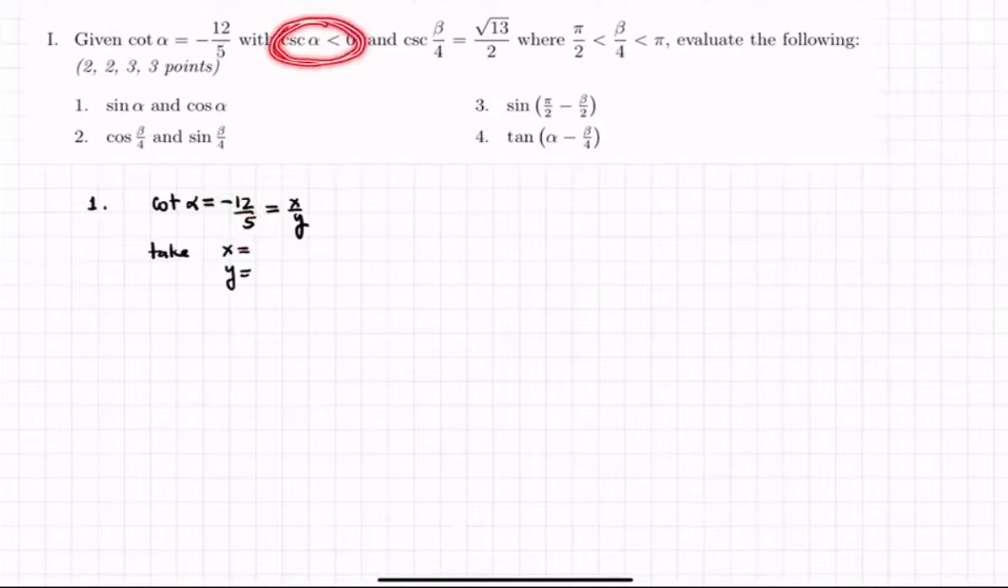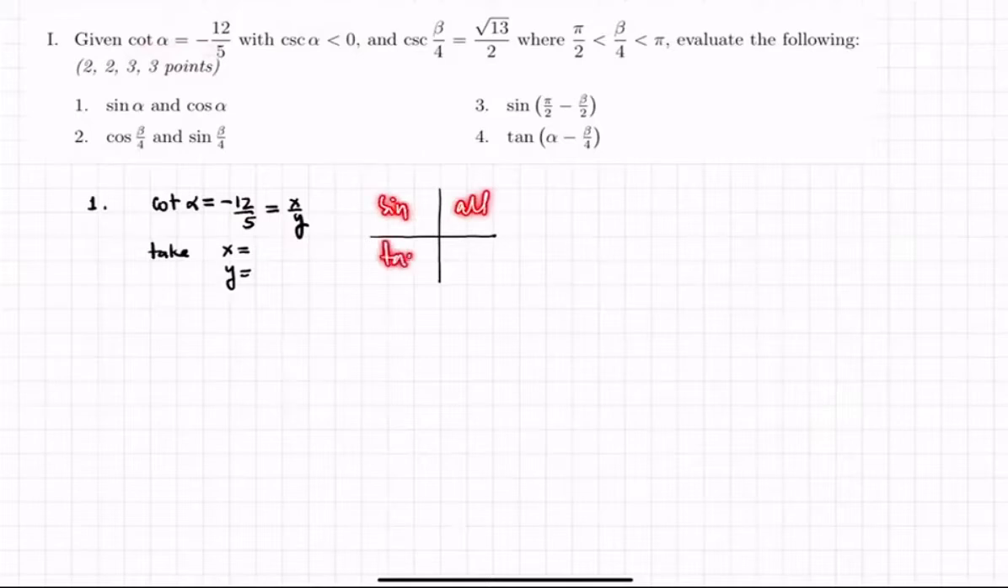Dito siya mag-depend. Okay, so let us identify kung saang quadrant si alpha. So, we know that cotangent is negative. Sabi ni All Students Take Calculus. So, in quadrant 1, everything is positive, so hindi na siya pwedeng mapunta doon. In quadrant 3, tangent and cotangent are positive. So, the possibilities na lang are alpha is in quadrant 2 or quadrant 4.